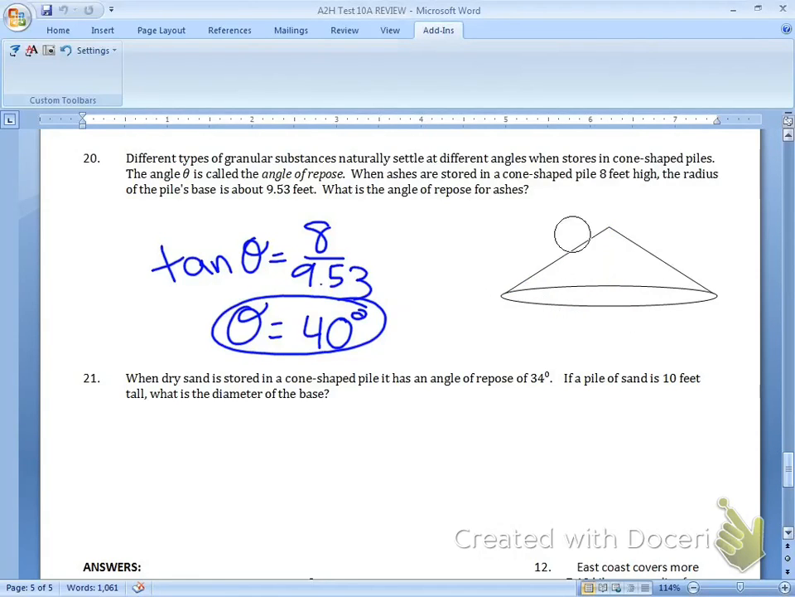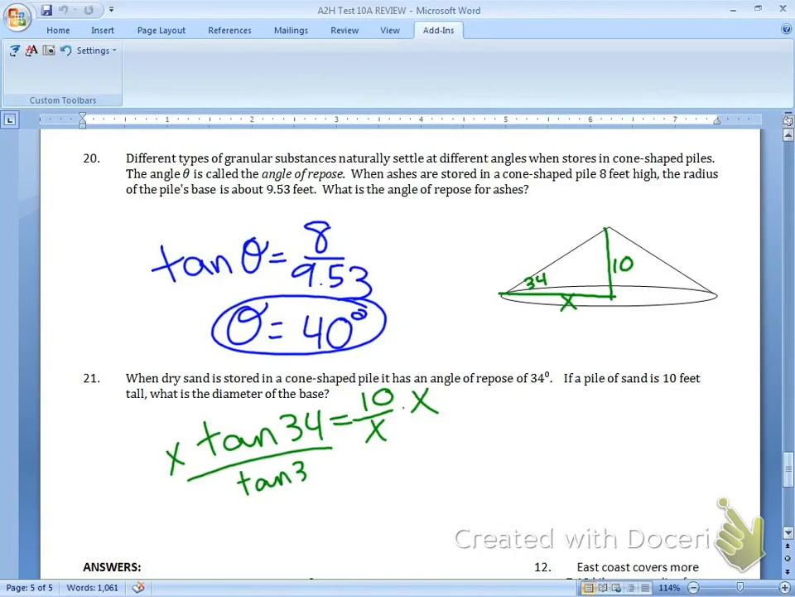I'm going to erase my markings the first time around. This time, we are told the angle of repose is 34 degrees, and a pile of sand is 10 feet tall. We want to find out the diameter, but in order to find the diameter, we need to find the radius first. So again, we're going to use the tangent function. So the tangent of 34 equals 10 over x. Multiply both sides by x. Divide by tangent of 34. So 10 divided by the tangent of 34 gives us x to be 14.83.